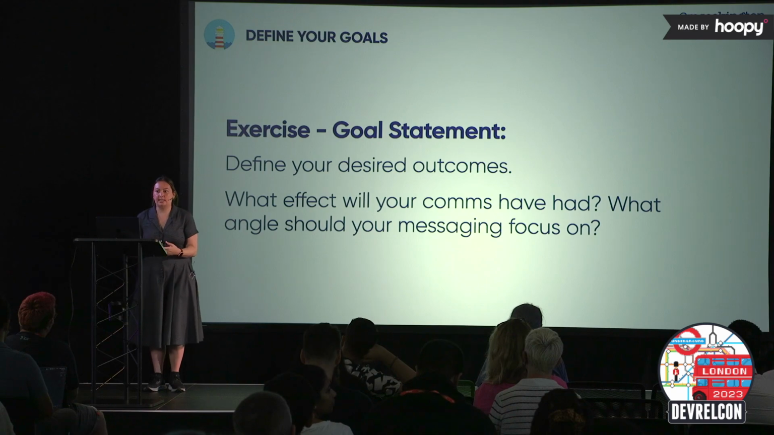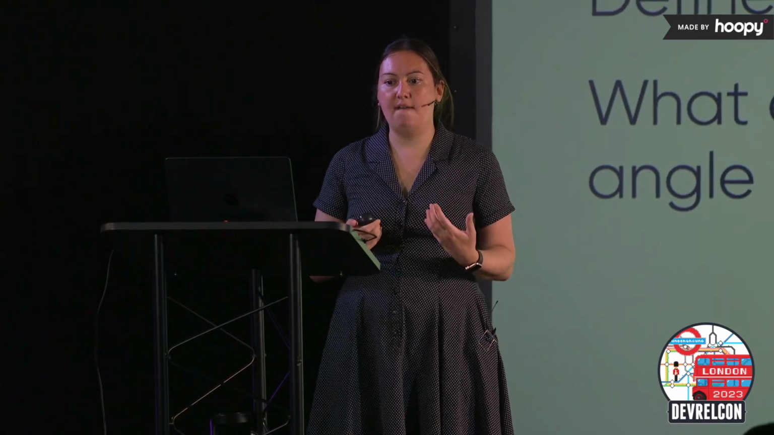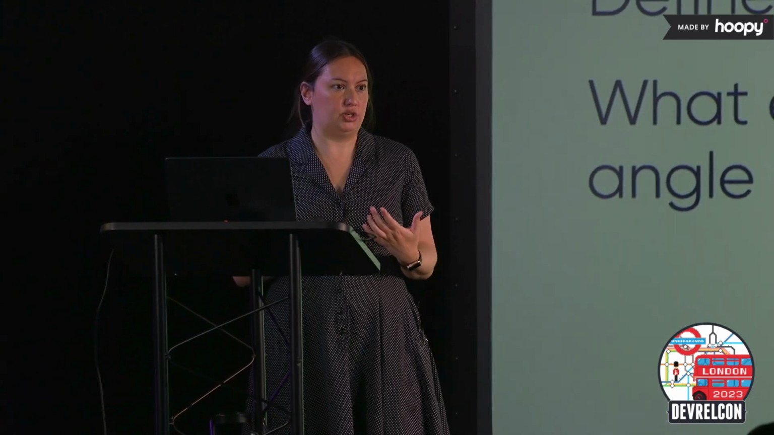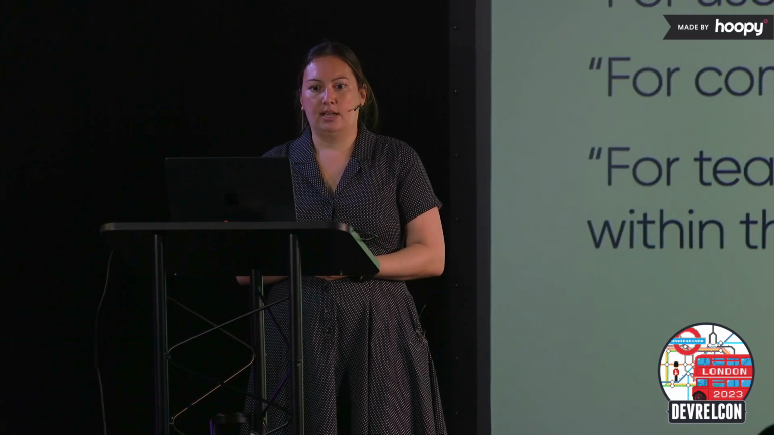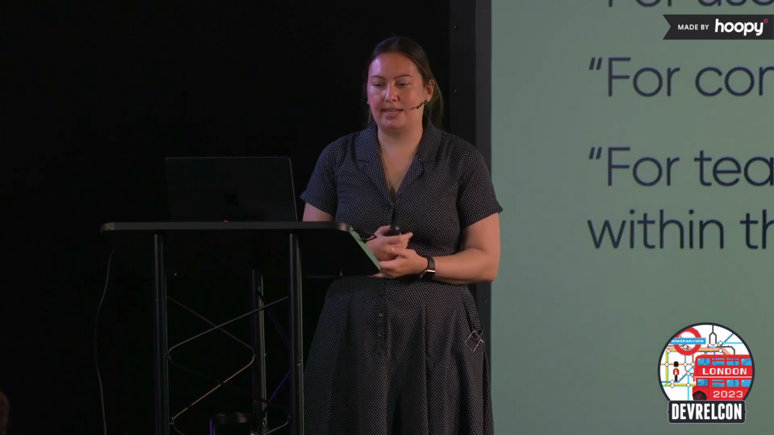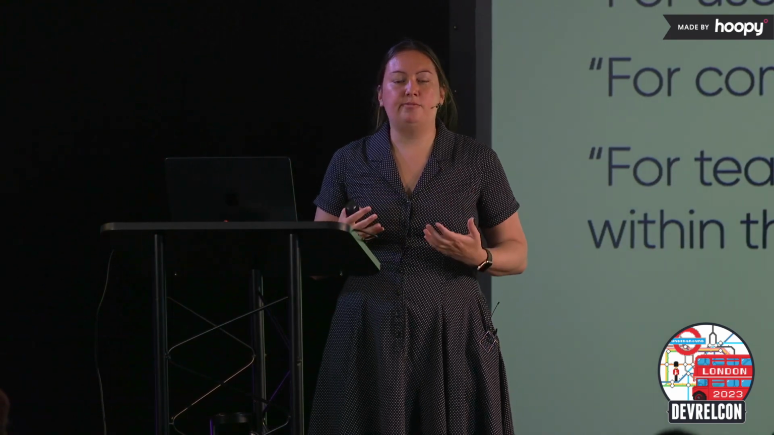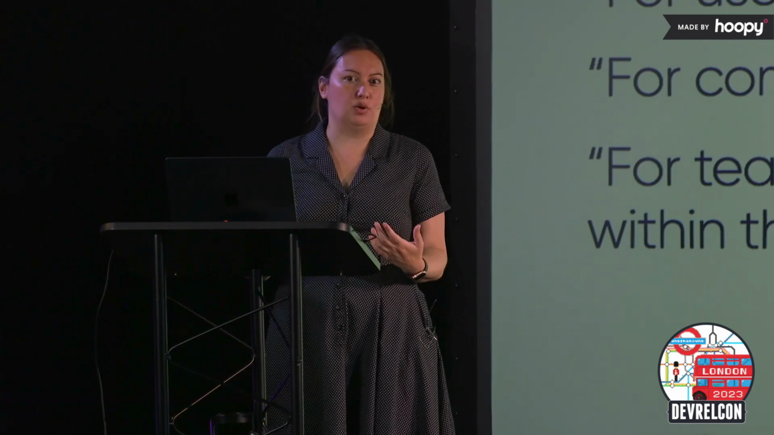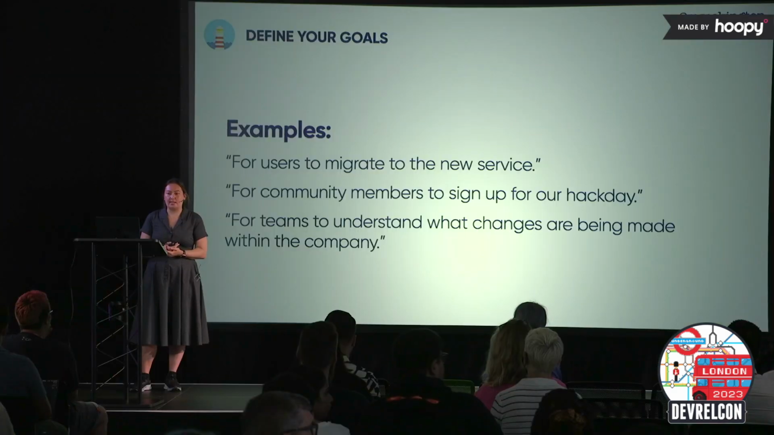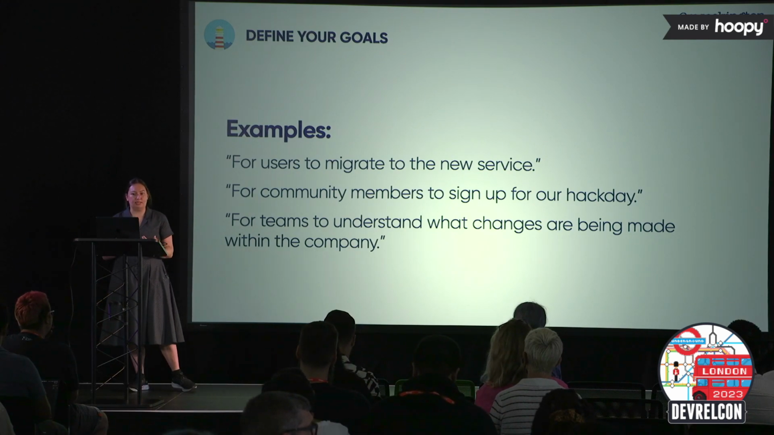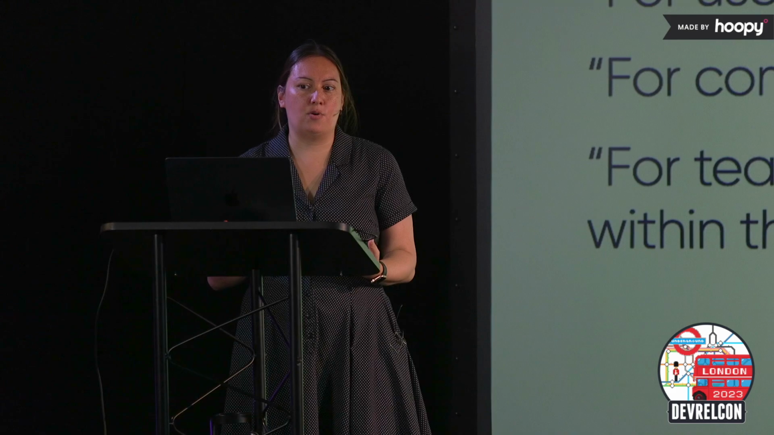So the next exercise is about defining the desired outcomes in a goal statement. What effects will your comms have had, and what angle should your message be focusing on? Again, here are a couple of contrived examples, but it really will depend on your comms on what you want to focus on here. And this is also where you can align your outcomes with your team goals or objectives or anything like that you might already have set up. You can have several outcomes for a specific comms piece, but you do need to be careful with trying to do too much with one thing.